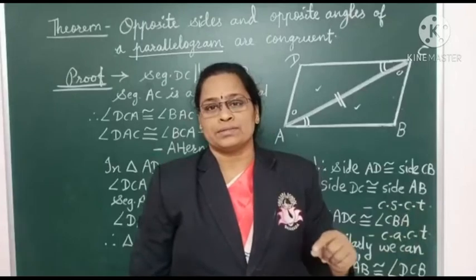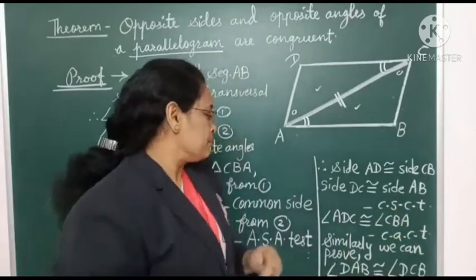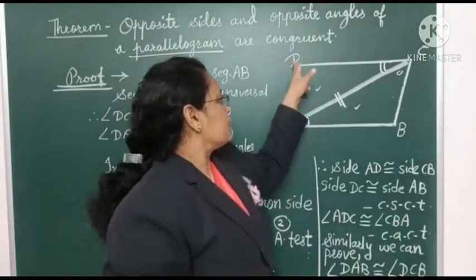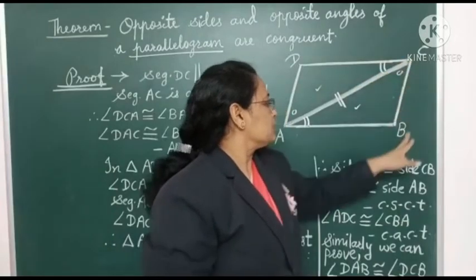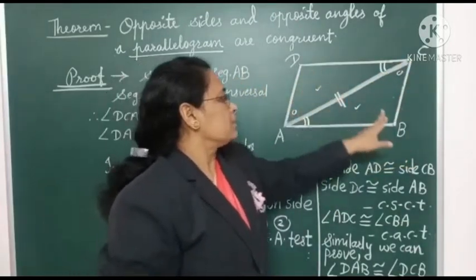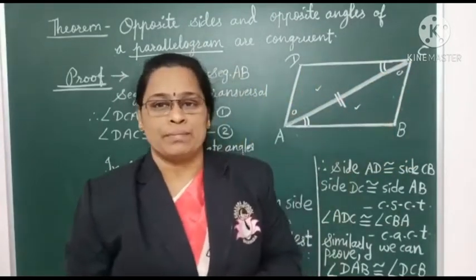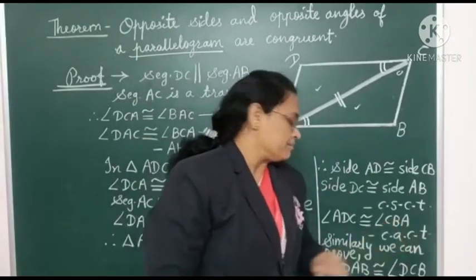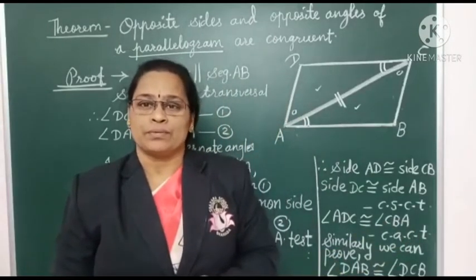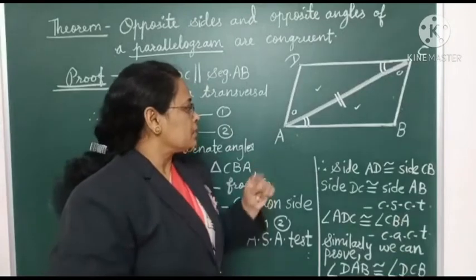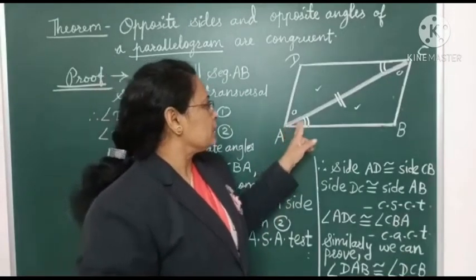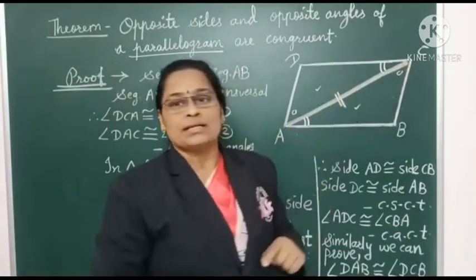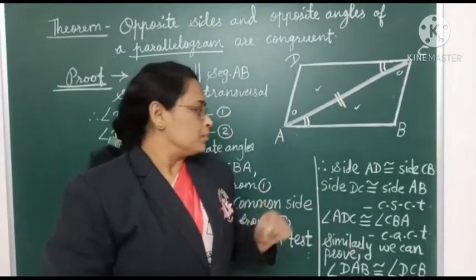CSCT: corresponding sides of congruent triangles. Like that, we can prove angle ADC is congruent to angle CBA. Opposite angles we have proved are congruent by CACT, corresponding angles of congruent triangles. Now another pair is remaining, that is angle A and angle C. To show that they are congruent, we can prove that.